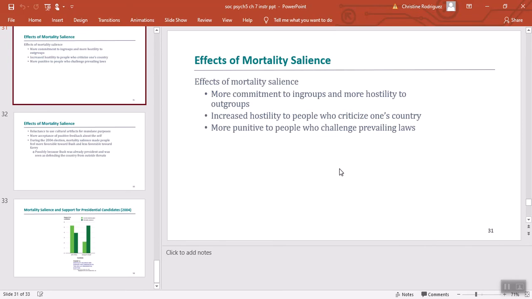So that is a good overview of Chapter 7. I encourage you to take a look at the links and the videos that I've put in the various slides to highlight some of the material.